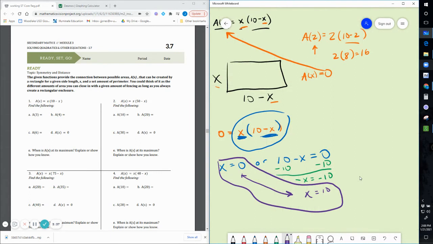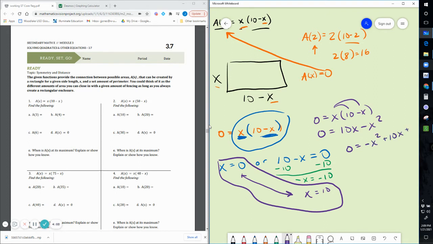Now, another way you can probably think about this is you can do a bunch of different methods. That was just one. But if you know it's this, okay, you can always multiply this out and then see what you get. 0 equals 10x minus x squared. And so if I was to rewrite that, 0 equals negative x squared plus 10x.